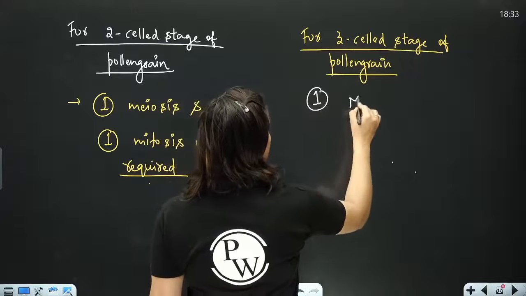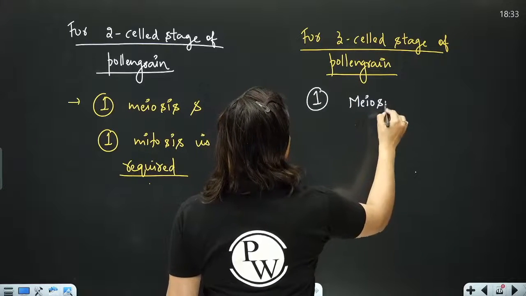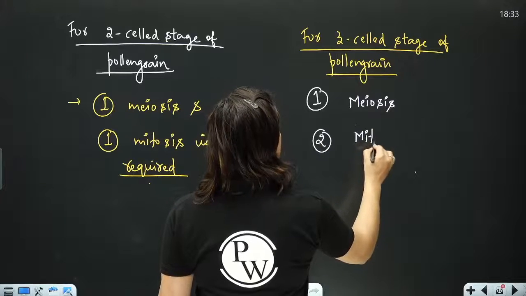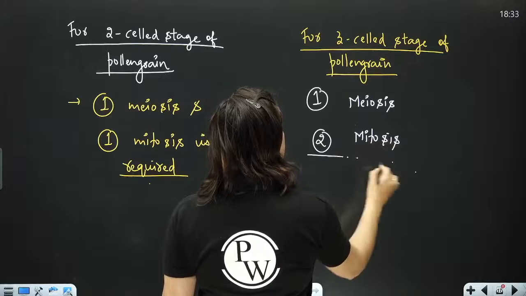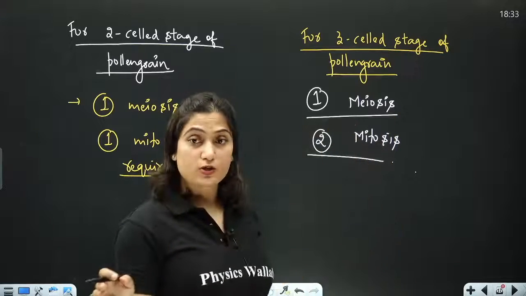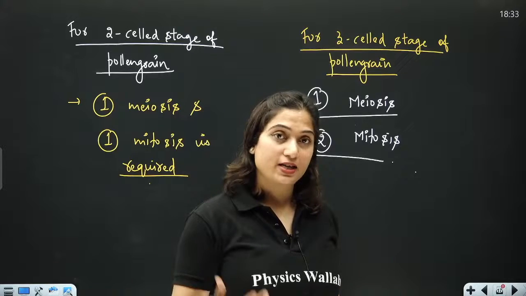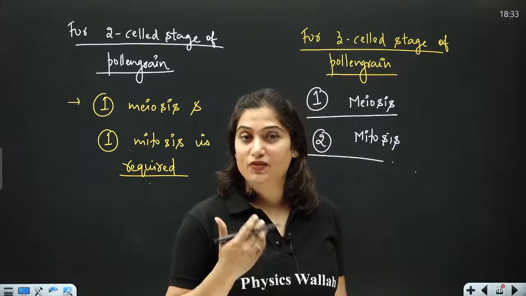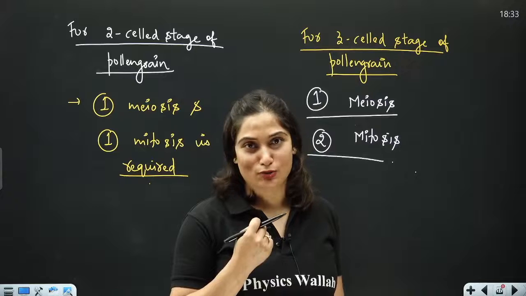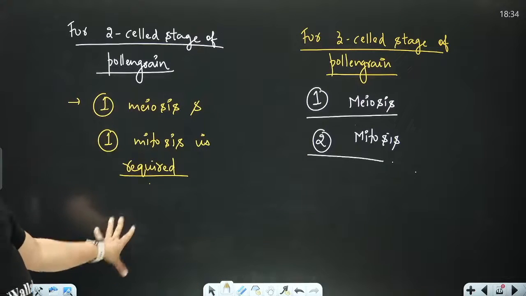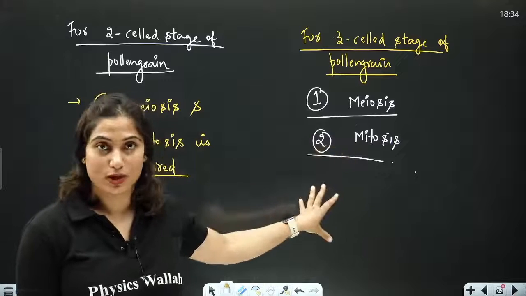One meiosis and two mitosis will be required. Why two mitosis? Because by the first mitosis, a generative cell and a vegetative cell will be formed, and after the second mitosis, the generative cell will divide to give two male gametes. That is why two mitosis. So remember this. For the two-cell stage, one meiosis, one mitosis. For the three-cell stage, one meiosis, two mitosis.